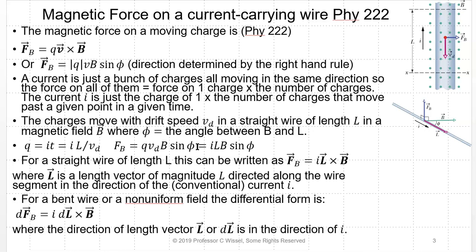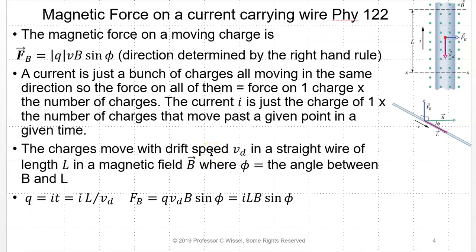So q equals I times t, that equals I times L divided by vd. FB is qvdB sine phi, or ILB sine phi. For a straight wire of length L, this can be written as FB equals IL cross B, where L is the length vector of magnitude L directed along the wire segment in the direction of the conventional current I. For a bent wire or non-uniform field, the differential form is dFB equals I dL cross B, where the direction of the length vector dL is in the direction of the current. And of course, that would be the conventional current.